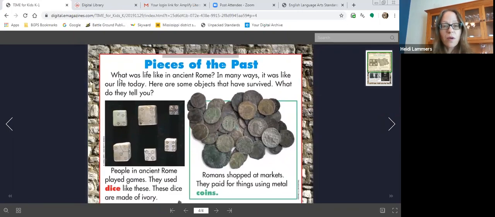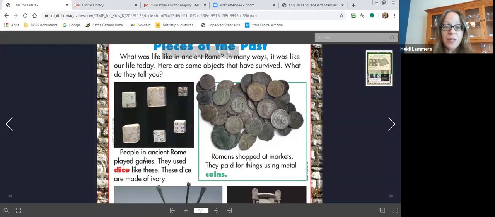Here I go. What was life like in ancient Rome? In many ways, it was like our life today. So we're going to compare and find out the similarities. Here are some objects that have survived. What do they tell you? What's that look like? Dice. We play with dice now. What does that look like? Money. Okay, people in ancient Rome played games. They used dice like these. These dice are made of ivory.